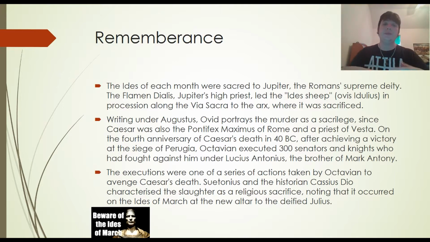And also, the Ides of each month were usually sacred to Jupiter, the Roman supreme deity. And the Flamen Dialis, Jupiter's high priest, led the Ides sheep, Ovis Idulis, in procession along the Via Sacra to the arx, where it would be sacrificed. And they incorporated this further for Julius Caesar and his avenging. Beware the Ides of March, you could say, as becomes famous.